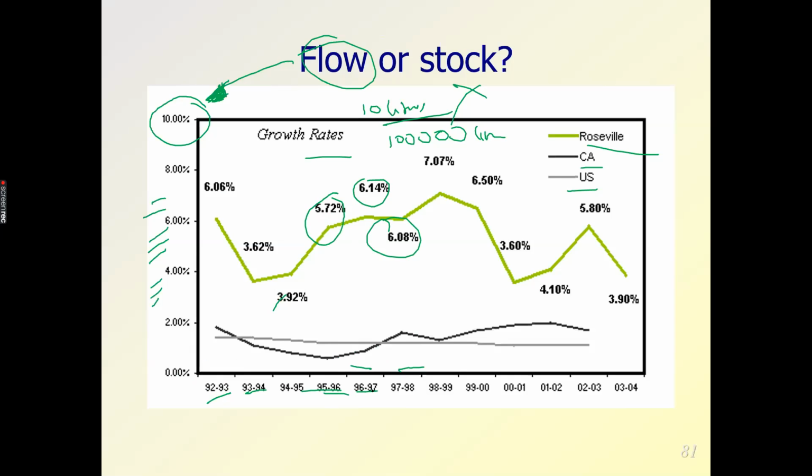So between 1996 and 1997, they produced 6% more. Between 1997 and 1998, 6% more. So again, we are looking at how much more they are producing.